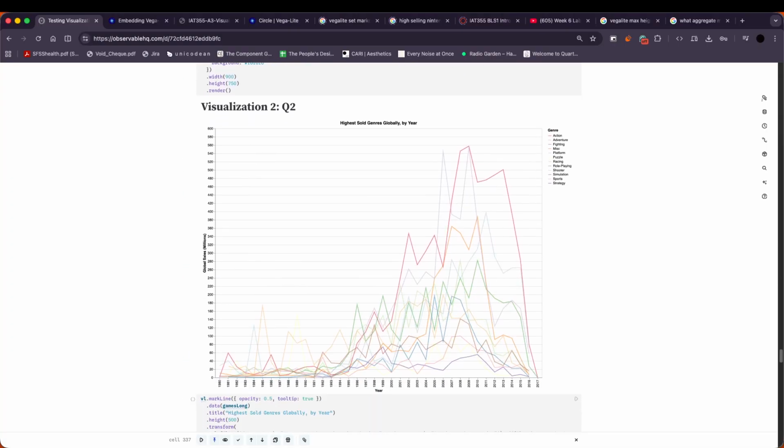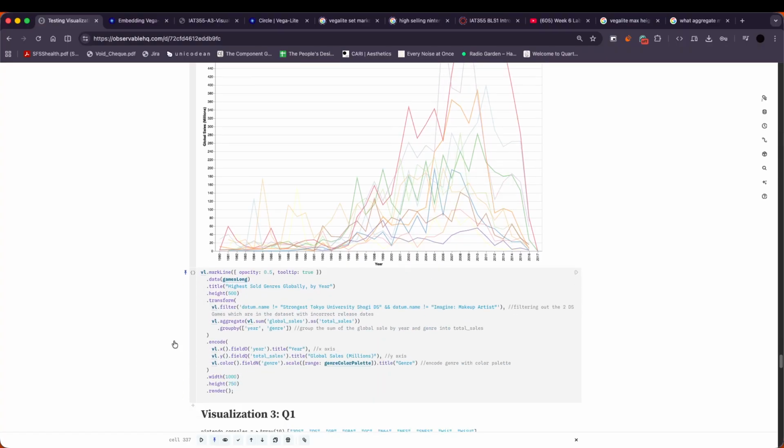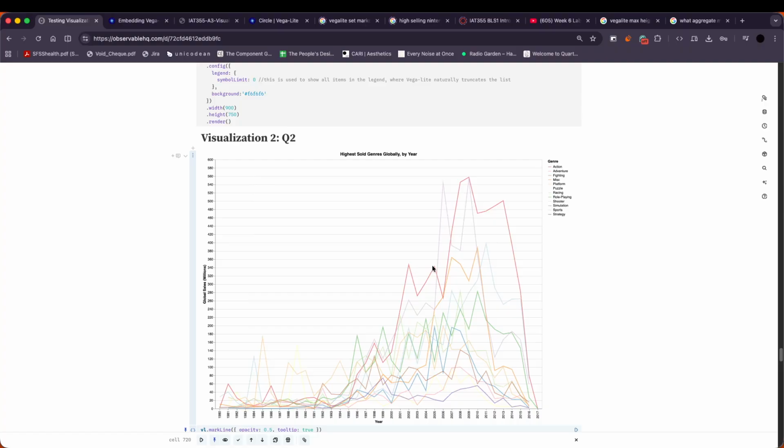Next, for visualization 2, Q2, what are the highest sold genres yearly all across the world? I just wanted to know how do these genres stack up over the years? Were certain genres more popular in certain eras? As you can see, action is very high. What I did was I used aggregate sum to get points for each line and in each year, and then you can just connect those points instead of having a bunch of different games as data points.